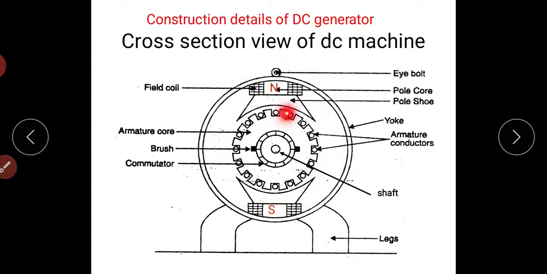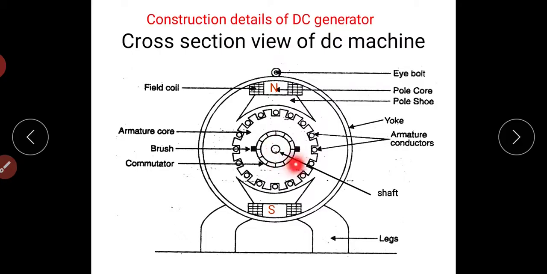Next one, this is the armature. This completely is called the armature. The armature has two parts. This part, the total solid construction, is called the armature core. Next to this are slots. It is divided into a number of slots. Inside the slots, circle symbols are there. These are armature conductors. Generally in the electrical department, conductors are represented by circle symbols.